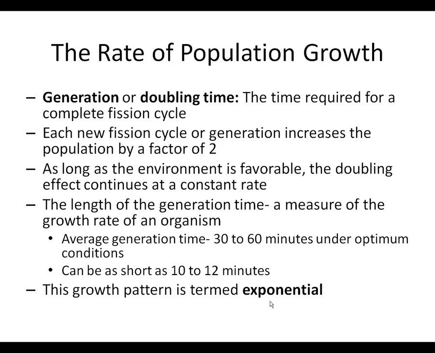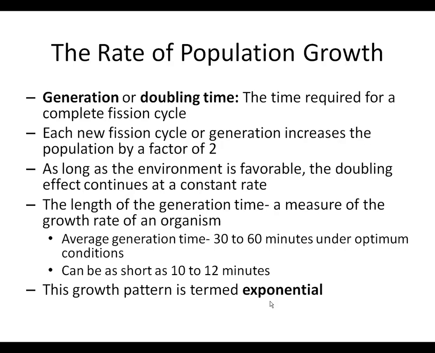The average generation time for most bacteria is going to be between 30 and 60 minutes. You can have some shorter generation times, 10 to 12 minutes. E. coli, for example, has an optimum generation time of about 20 minutes. So if I start a culture of bacteria at 7:30 in the morning, I can look at it at 7:30 at night, and I have a significant amount of growth in just a very short 12-hour period.